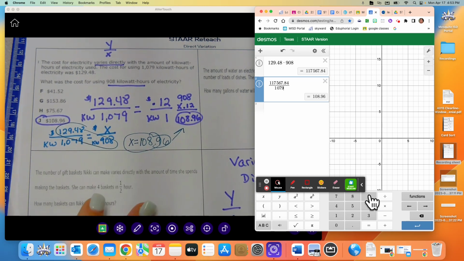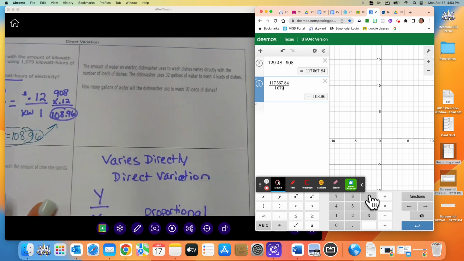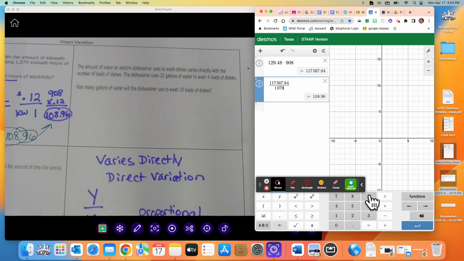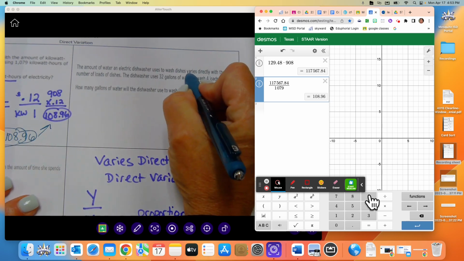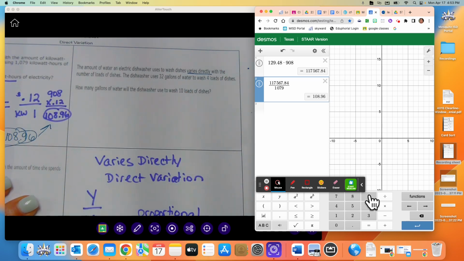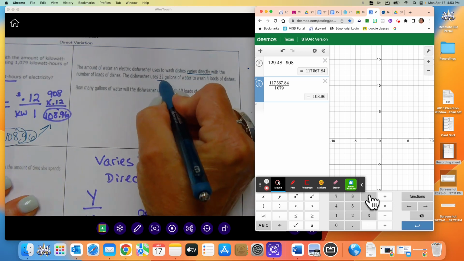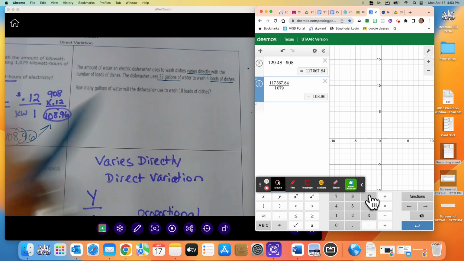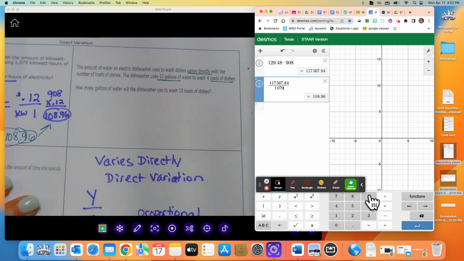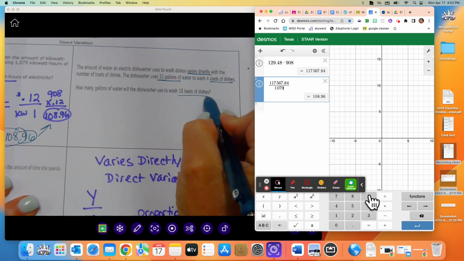Okay. Let's look at the second one. The amount of water an electric dishwasher uses to wash dishes, those words again, varies directly with the number of loads of dishes. The dishwasher uses 32 gallons of water to wash 4 loads of dishes. How many gallons of water will the dishwasher use to wash 10 loads of dishes?